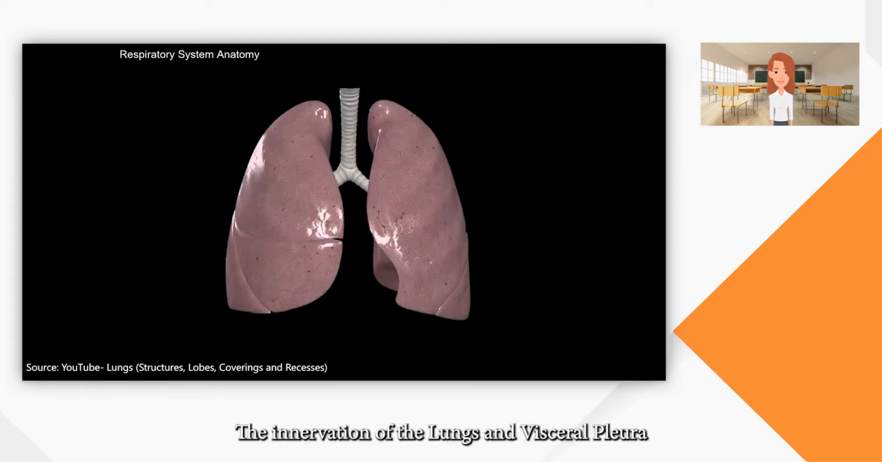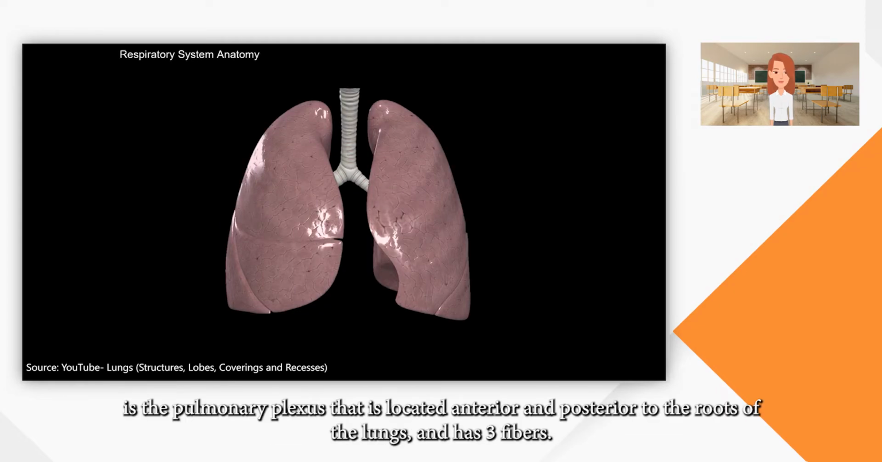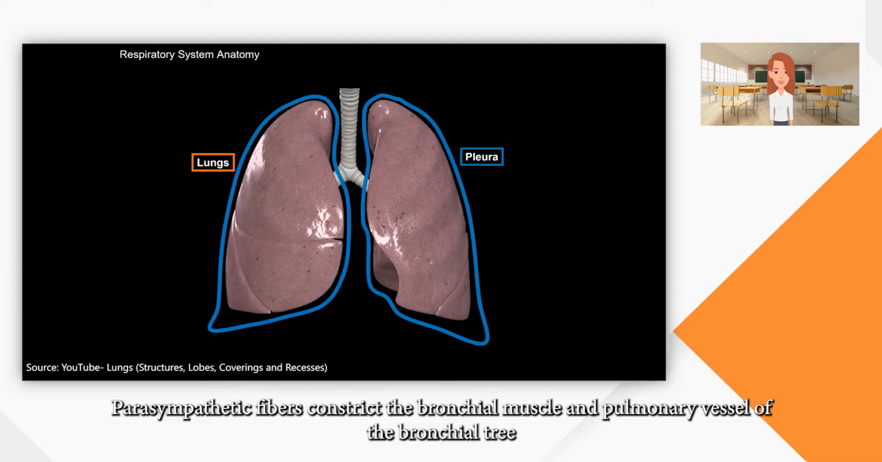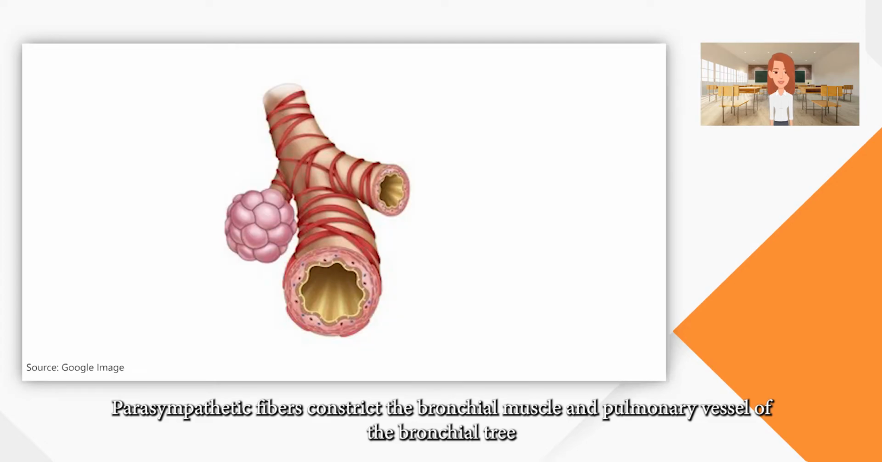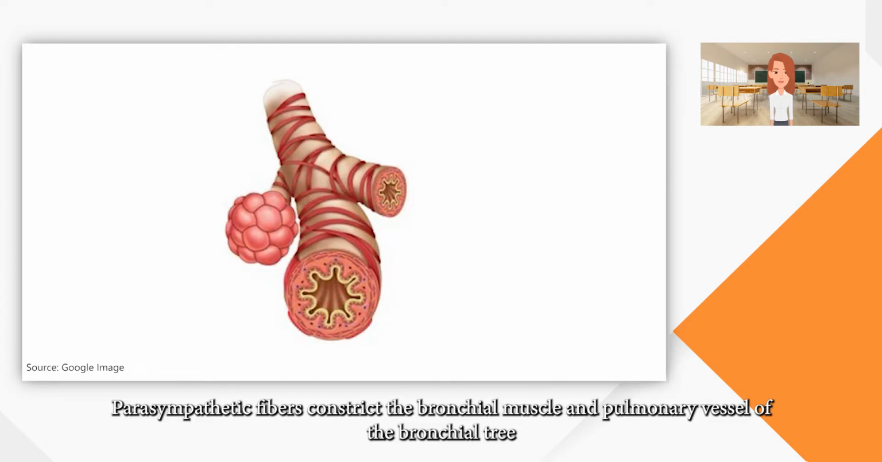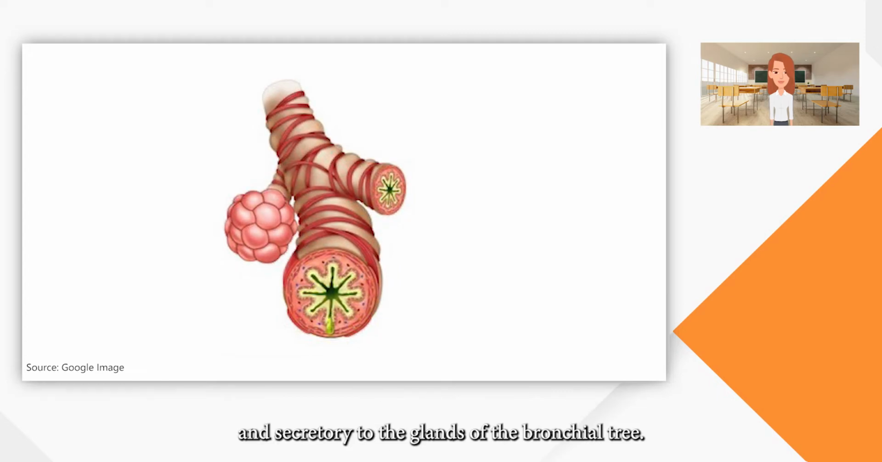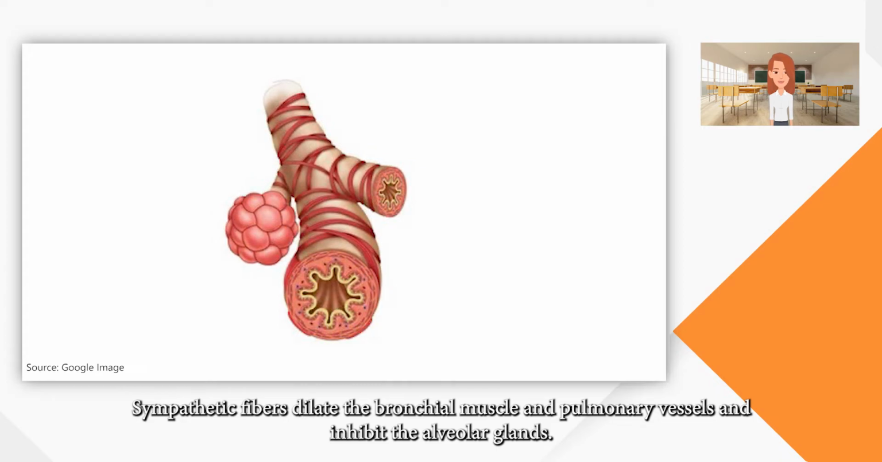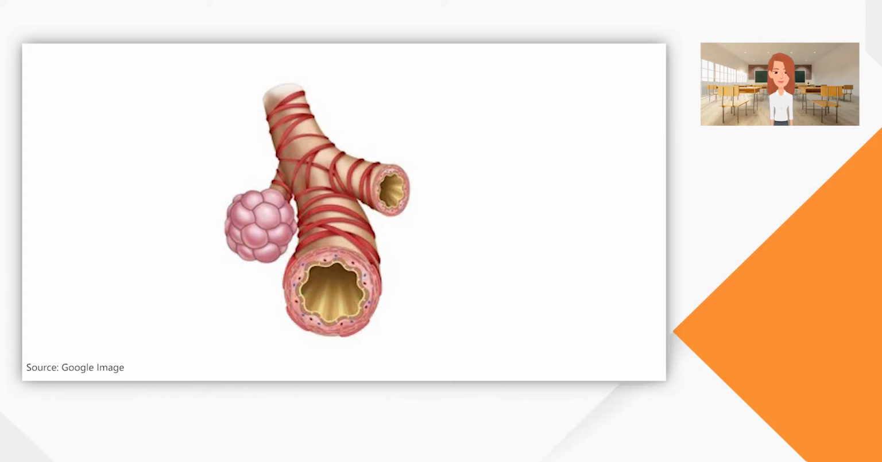The innervation of the lungs and visceral pleura is the pulmonary plexus that is located anterior and posterior to the roots of the lungs and has 3 fibers. Parasympathetic fibers constrict the bronchial muscle and pulmonary vessels of the bronchial tree and are secretory to the glands of the bronchial tree. Sympathetic fibers dilate the bronchial muscle and pulmonary vessels and inhibit the alveolar glands.